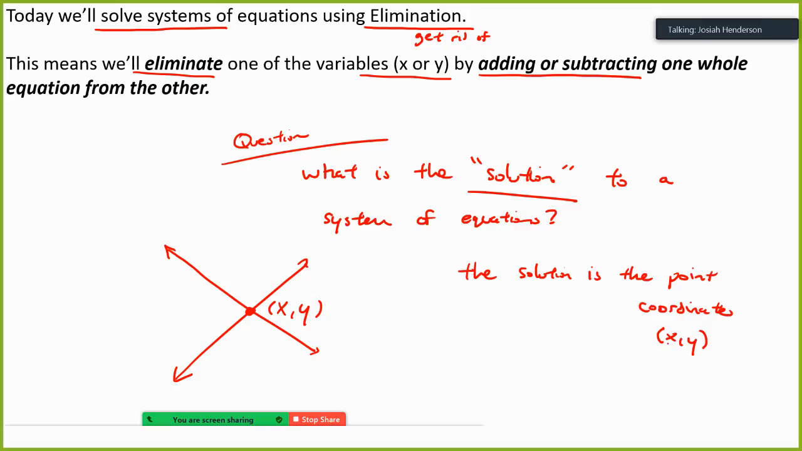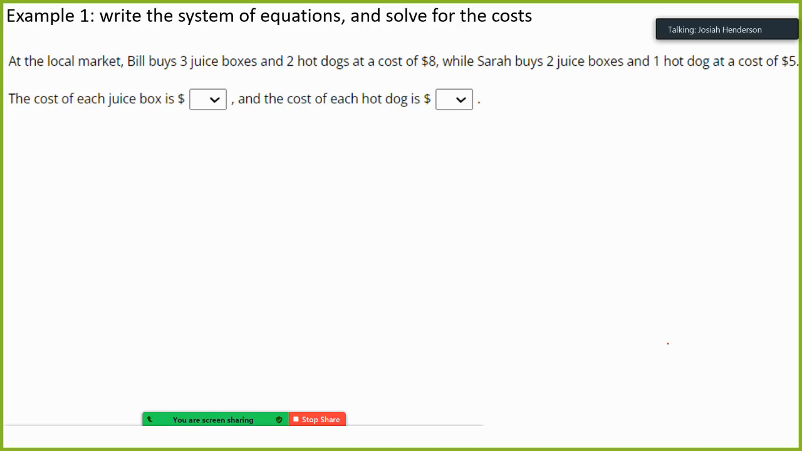So let's look at some examples. I am purposely starting with some of the word problem systems so that we can practice writing the equations first. So example 1, write the system of equations. That means write the two equations and then solve for the costs or solve for the x and the y.